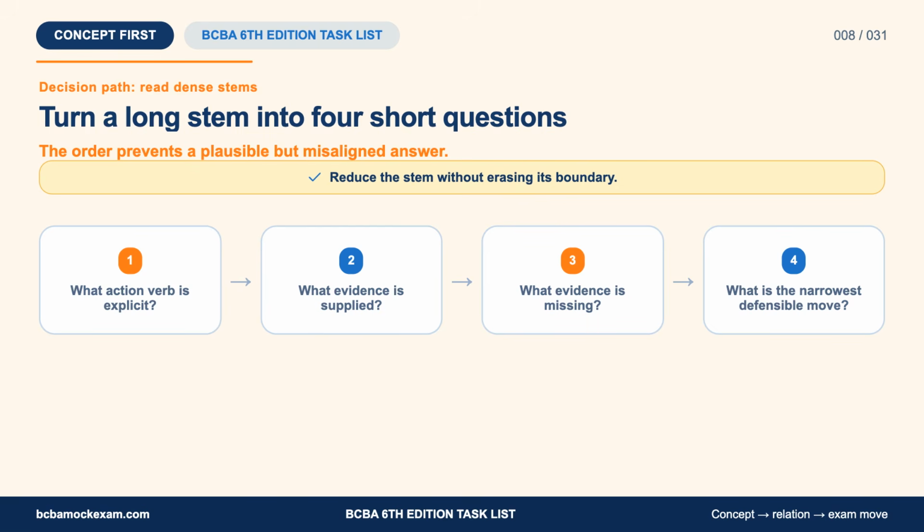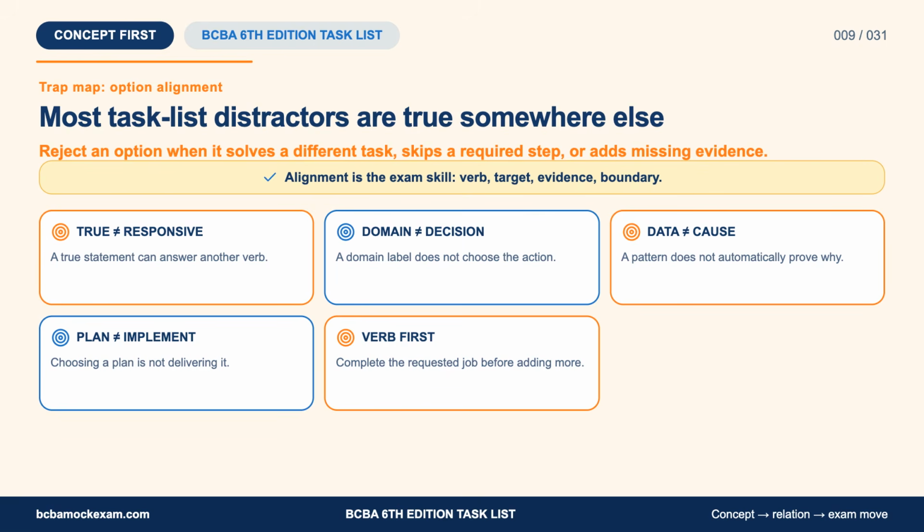Keep this rule in view. Reduce the stem without erasing its boundary. This is where the close distractors become useful. Each one preserves part of the truth, but breaks the controlling relation. Most task list distractors are true somewhere else. Reject an option when it solves a different task, skips a required step, or adds missing evidence. The task list habit is to let the verb set the scope.